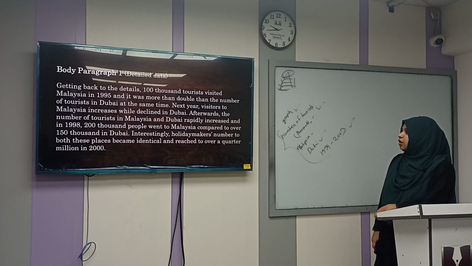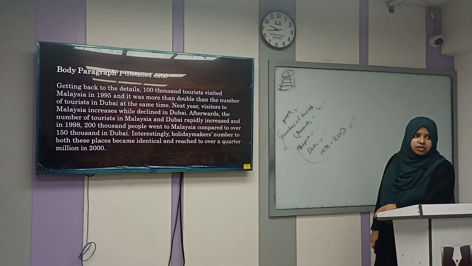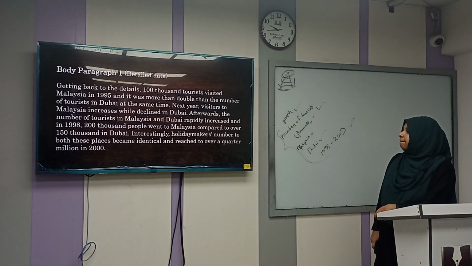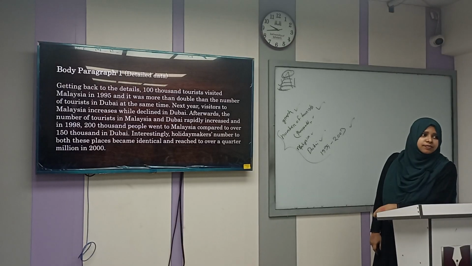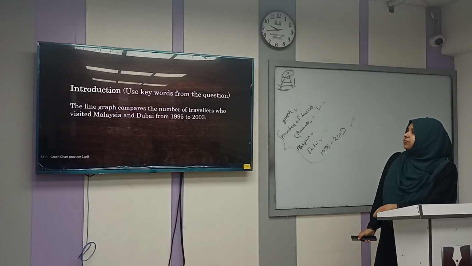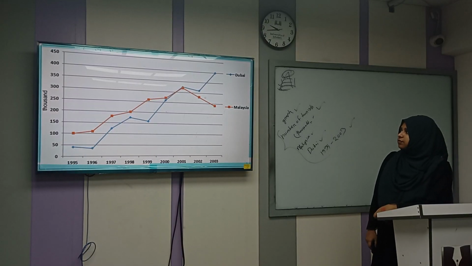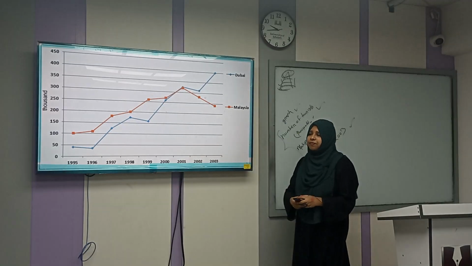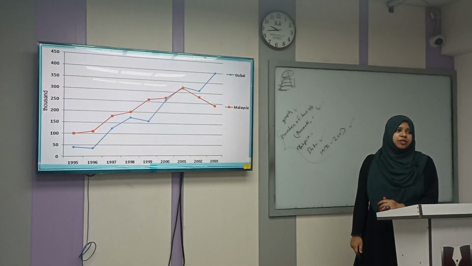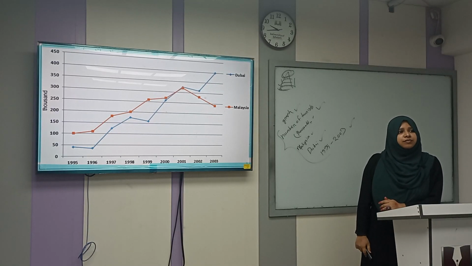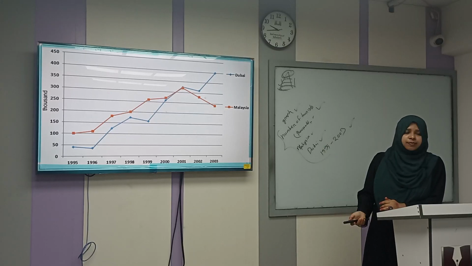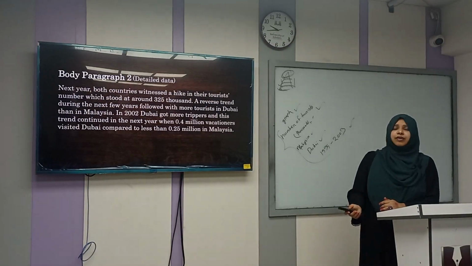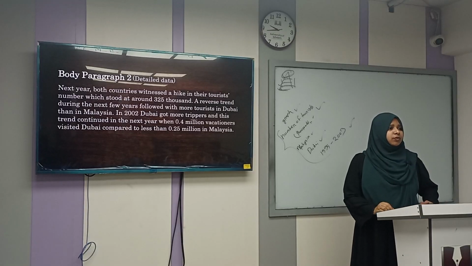Then, interestingly, holidaymakers number, means tourists, visitors. The number of holidaymakers to both these places became identical and reached over a quarter million in 2000. What is the meaning of identical? Identical in 2000, almost the same. Okay. So 2000 পর্যন্ত এক্সপ্লেইন করেছে বডি প্যারাগ্রাফ 1 এ, বাকিটাতে কি করবে? 2000 এর পরেগুলো এক্সপ্লেইন করবে, ঠিক আছে? ওরা এভাবে ভাগ করেছে। অন্য কেউ আছে করবেন এরকম? You want to read?